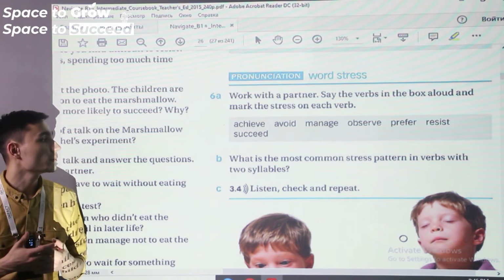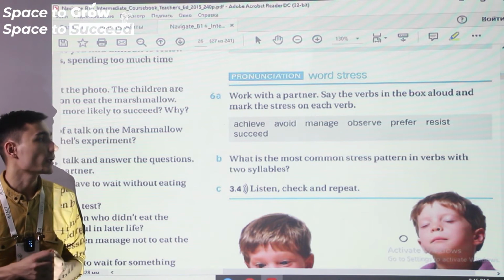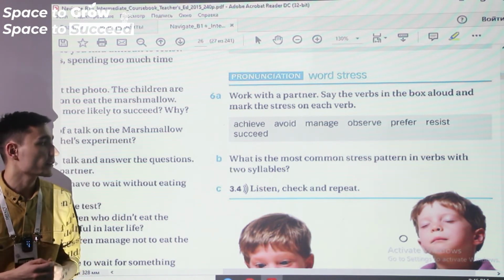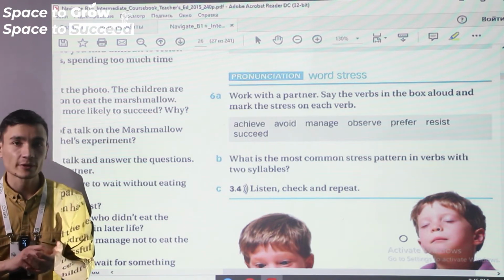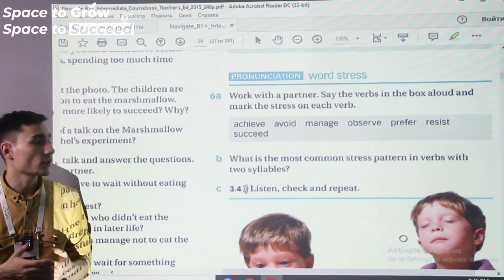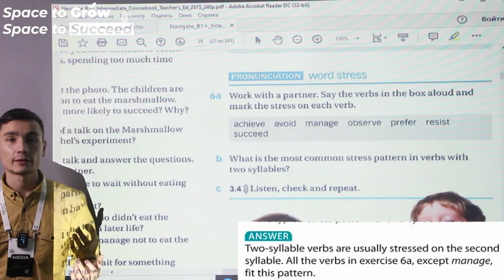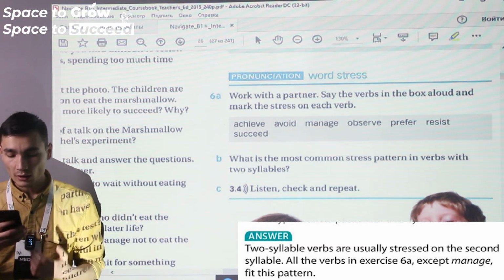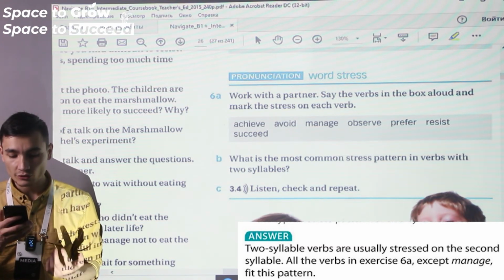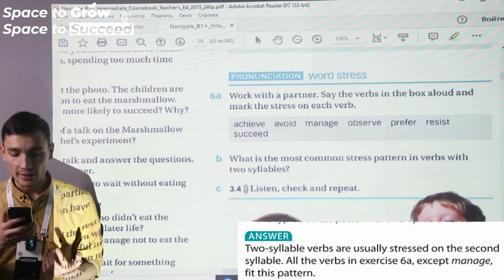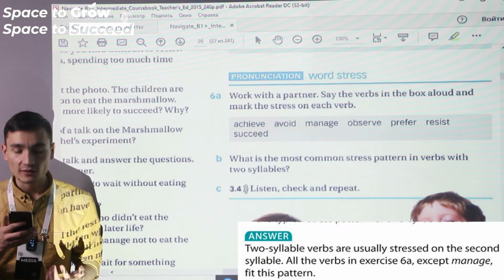Exercise 6b. What is the most common stress pattern in verbs with 2 syllables? Now you have to find what most common stress patterns you can see in 2-syllable words. And now let's look at the answer. As you see, 2-syllable verbs are usually stressed on the 2nd syllable. All the verbs in exercise 6a except manage fit this pattern.